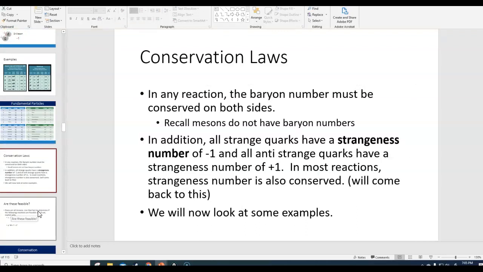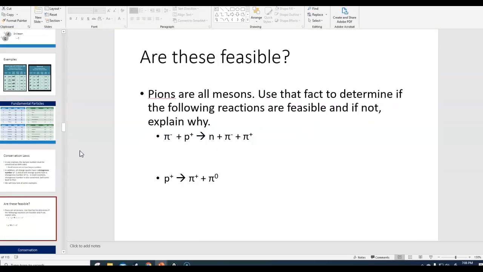All right, so let's look at some more examples of problems with conservation laws. Let's see if these reactions are feasible based off of what we know about conservation laws. Take a look at this first reaction. We have a negative pion combining with a proton and producing a neutron, a negative pion, and a positive pion. So let's see if this violates any conservation laws.